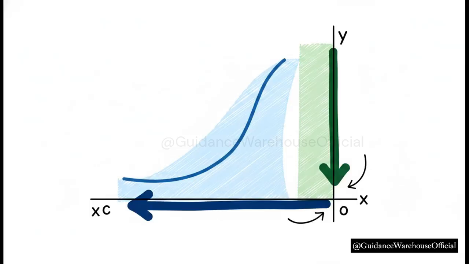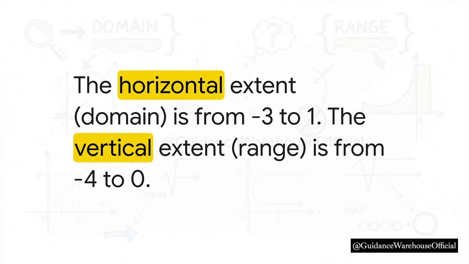For the domain, you're looking at the horizontal spread. Just scan your eyes from left to right and ask, how wide is this thing? For the range, you're looking at the vertical spread. Scan from the bottom to the top and ask, how tall is this thing? Domain is your x-axis, your left to right. Range is your y-axis, your bottom to top. Let's analyze this piece of evidence together.